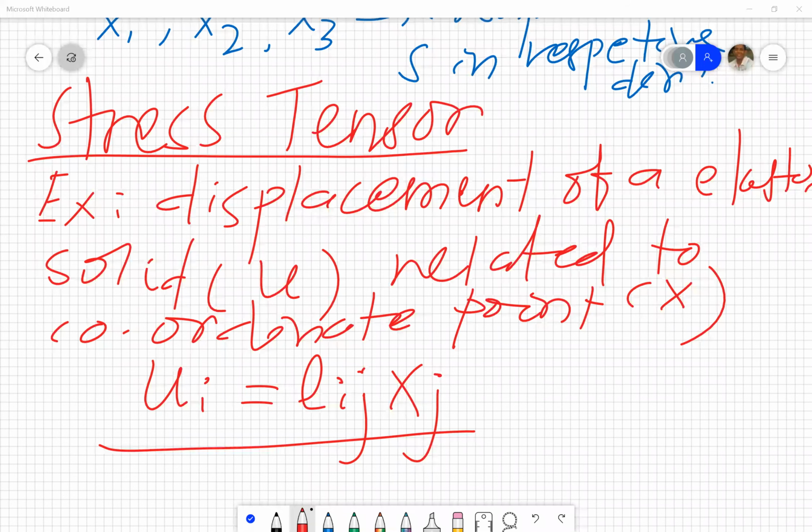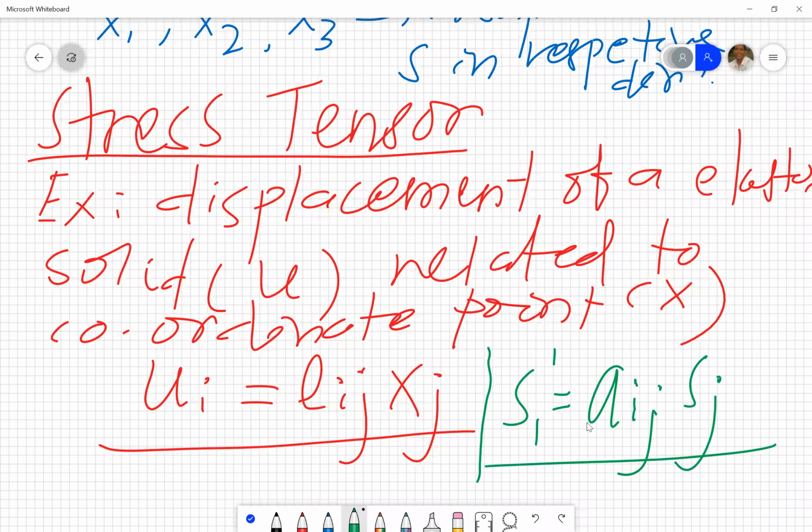So in the last class, we derived the equation that represents the vector tensor: Si dash is equal to Aij Sj. That is the last formula we have derived.